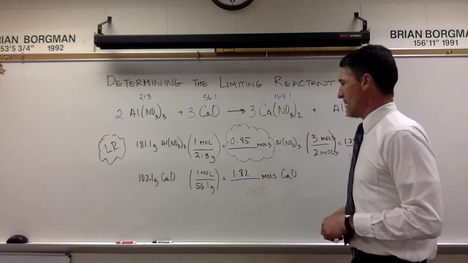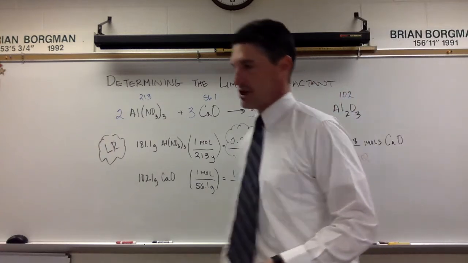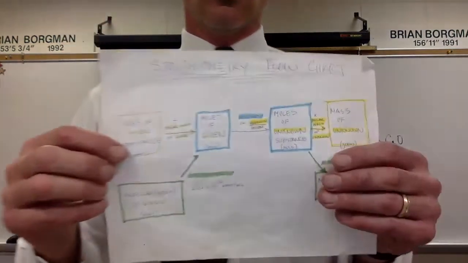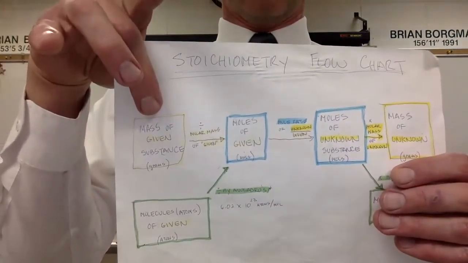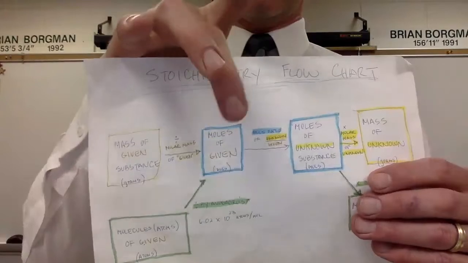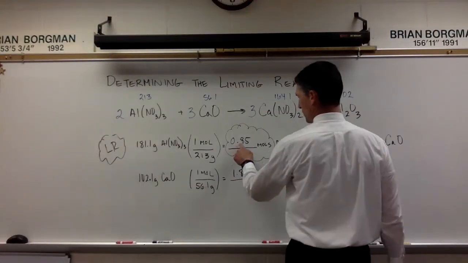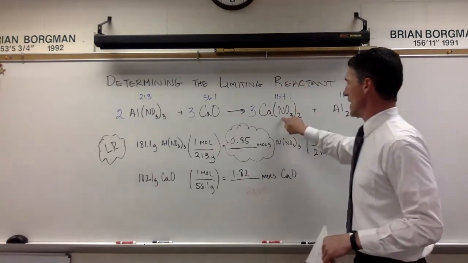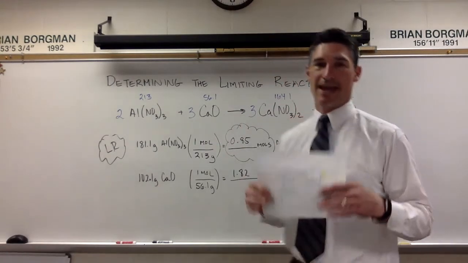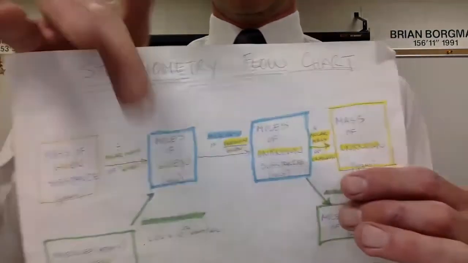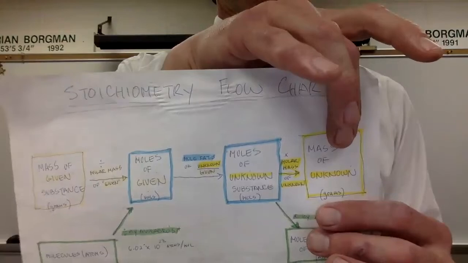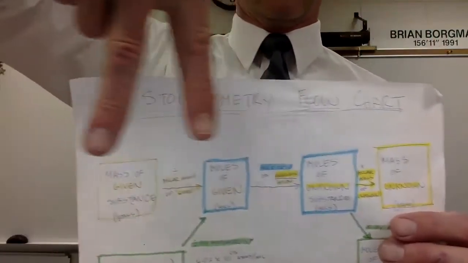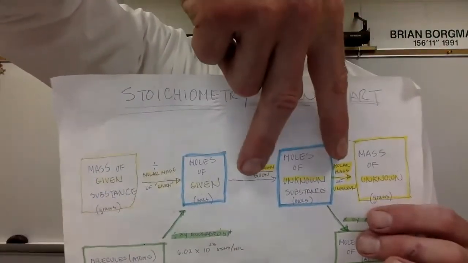Okay, so I'm already, if we follow our flow chart, we've gone from mass of the given. We divided by a molar mass. We now have moles of the given. I know I have 0.85 moles of our given. Now if I want to figure out how much of this and how much of this do I make in grams, then I'm going to have to go from blue to blue and then blue to yellow. So I need to do two more brackets, one here and one here.